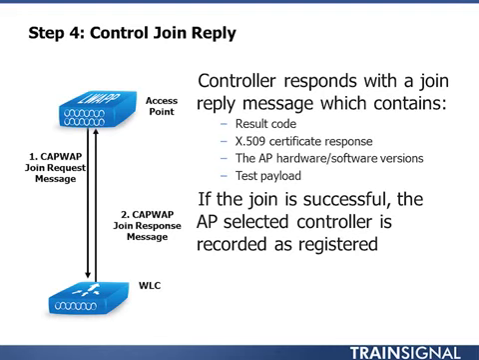Also included in the join request and join reply are certificates, or the access point credentials, and the access point must have a valid certificate in order to get a join response. If it's not valid, the access controller will not respond back to the request.